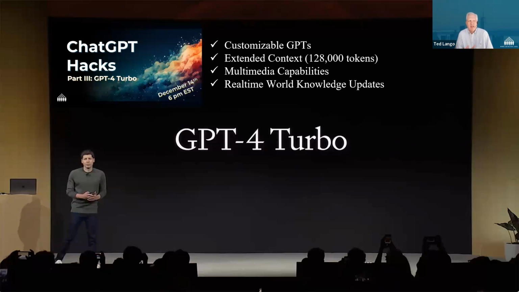There's something called customizable GPTs that I think is going to be part of the reason why some of these plugins will disappear, some of them will remain. Real big news around extended context. What does it mean that they're expanding to 128,000 tokens? I'll explain what some of that means at the end of the day and what it means to how we can use some of these hacks. They're extending multimedia capabilities and just updated the real world knowledge. I think it goes up to March or April now of 2023.